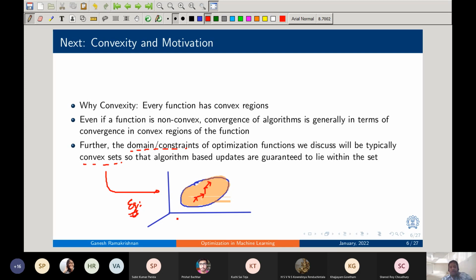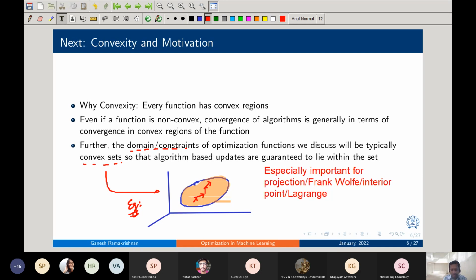Now this becomes very important, especially for algorithms, even in the case of non-convex functions. When you're looking at algorithms within constraints, you need algorithms such as projection algorithms. We'll see Frank-Wolfe and there are many other variants of that. Interior point methods, especially important for projection algorithms. Frank-Wolfe, interior point, basically Lagrange multiplier based methods.